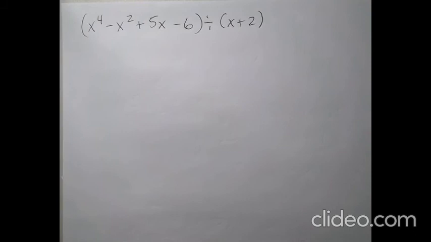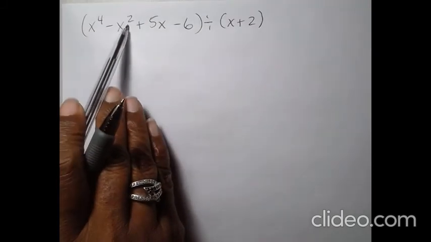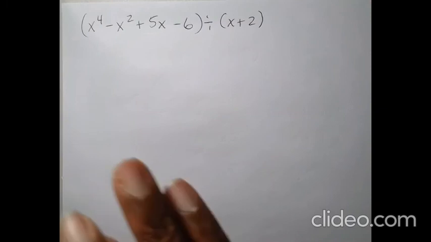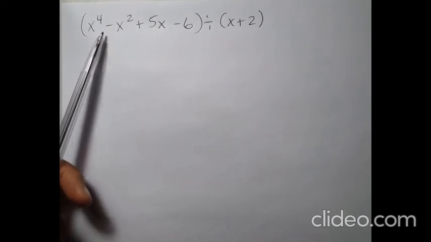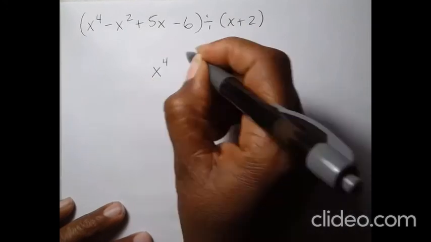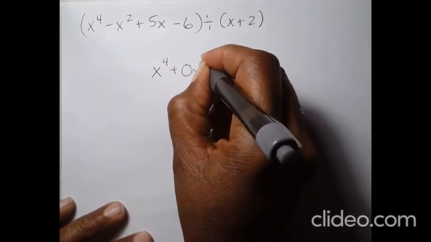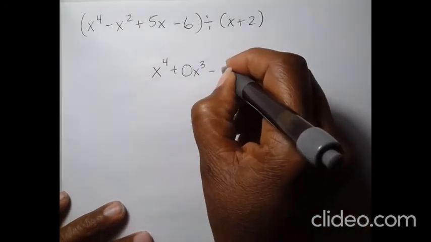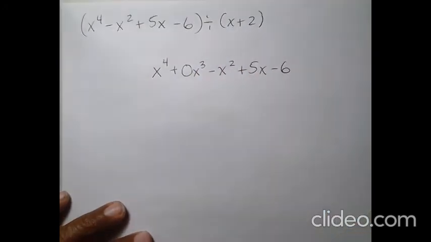Before we go too far, I want to mention that notice here you have x to the 4th and x squared. There is something missing in the middle. Well, just because it's not there doesn't mean it's not there, just means it has a coefficient of 0. So let's go with x to the 4th plus 0x cubed minus x squared plus 5x minus 6.